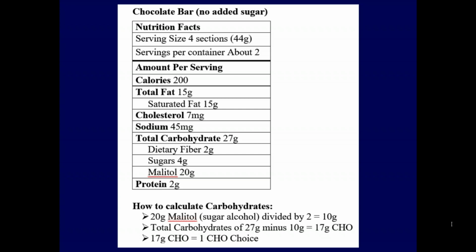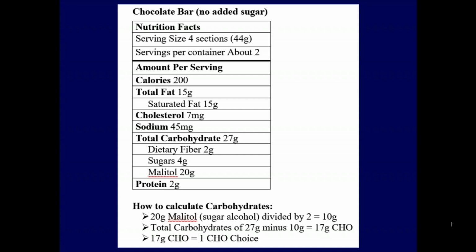So if you had 20 grams of mannitol, which is a sugar alcohol, you remember you're going to subtract only half of that from your total carbs. So divided by 2, which is 10, your net carbs are actually going to be 27 minus 10, which is 17. The bottom line is if you eat 4 sections of chocolate bar, which is 1 serving, you are going to get 17 grams of carb.